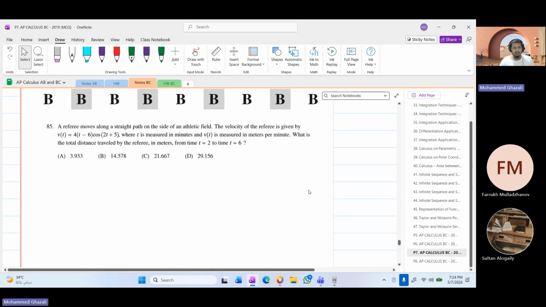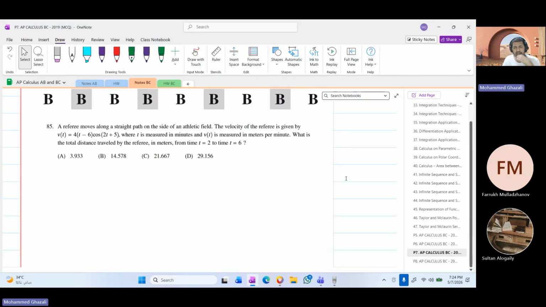Next one. A referee moves along a straight path on the side of an athletic field. The velocity of the referee is given by this function here, where t is measured in minutes and v of t is measured in meters per minute. What is the total distance traveled by the referee in meters from time t equals 2 to time t equals 6? Very important.